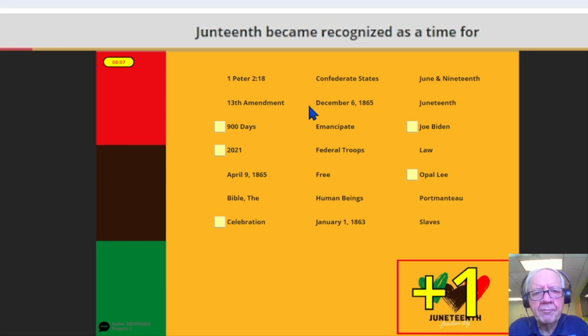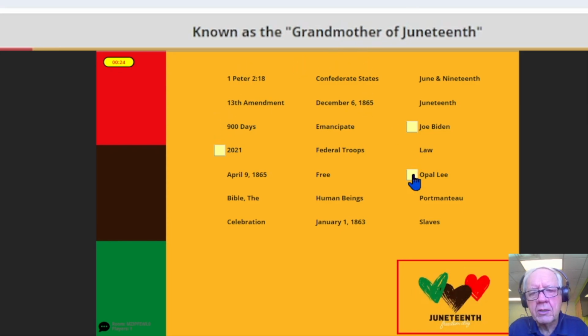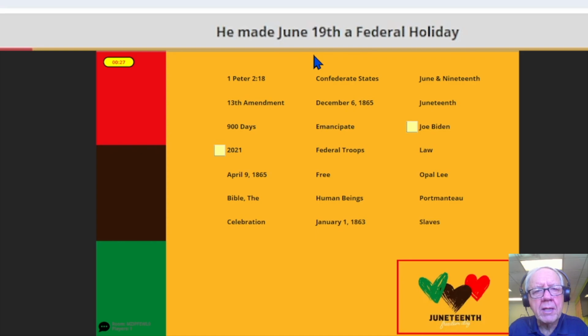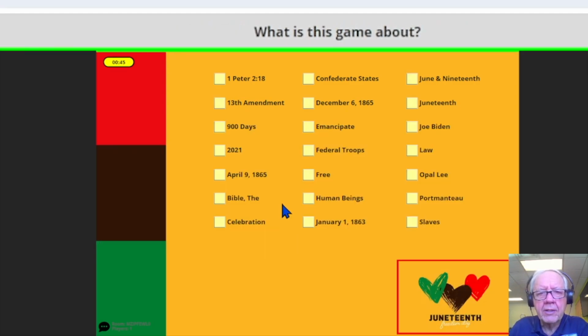December 6th, okay? Juneteenth became recognized as a time for celebration, and the number of days between the Emancipation Proclamation and Juneteenth was actually 900 days. And she is known as the grandmother of Juneteenth, Opal Lee, and he made June 19th a federal holiday, Joe Biden, in 2021. All right, let's see how quickly we can go through this.